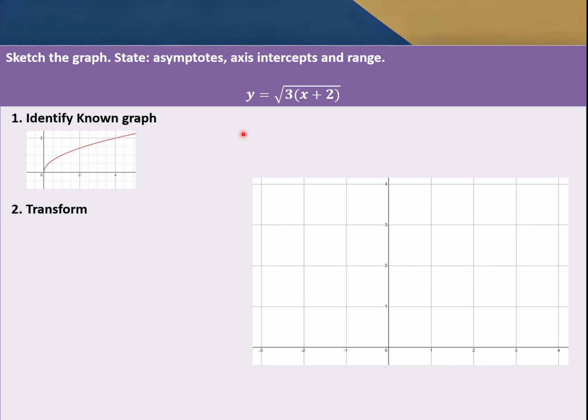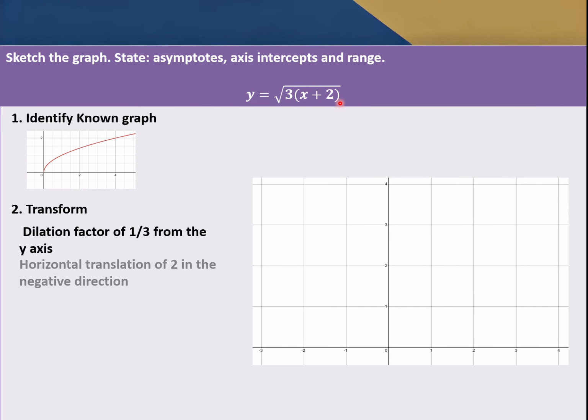Transformation. From our dilation lesson, we talked about when we've got a 3 in front of the x, that is really just saying it is going to be compressed to the y-axis. So our dilation factor is actually 1 over 3 from the y-axis. We also have x plus 2, so that gives me my horizontal translation of 2 in the negative direction. There's no vertical translation, so straight away I can say my range is from 0 all the way to infinity. It's a round bracket because it can never equal infinity, and the square bracket here because it can equal 0.